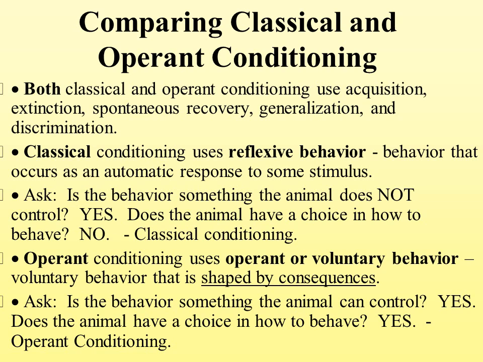Operant conditioning is voluntary behavior. And the key word here is consequences. We're looking at rewards and punishments. So is it something you can control? Following a curfew, running a maze, things like that. If you can control, does the animal have a choice in how to behave? That would be operant conditioning.